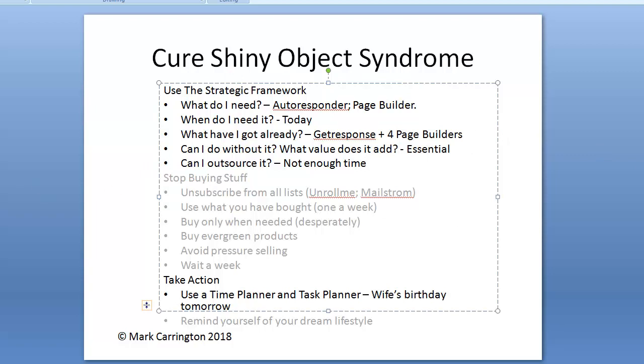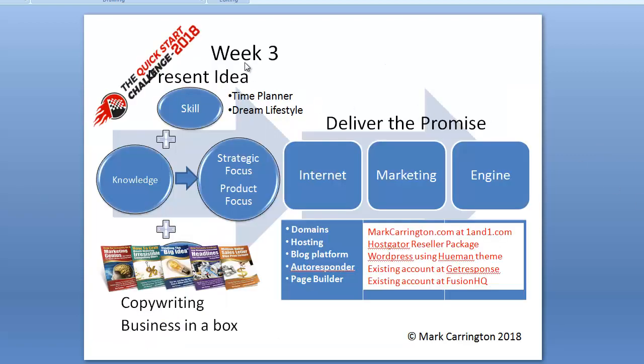So where did I land up? Here we've got week 3. Here's my strategic framework, and just a quick reminder, we're bringing together skill, knowledge, and what's hidden in here is the word passion, for a strategic focus. My strategic focus is to sell affiliate marketing products, to help people build affiliate marketing capability.